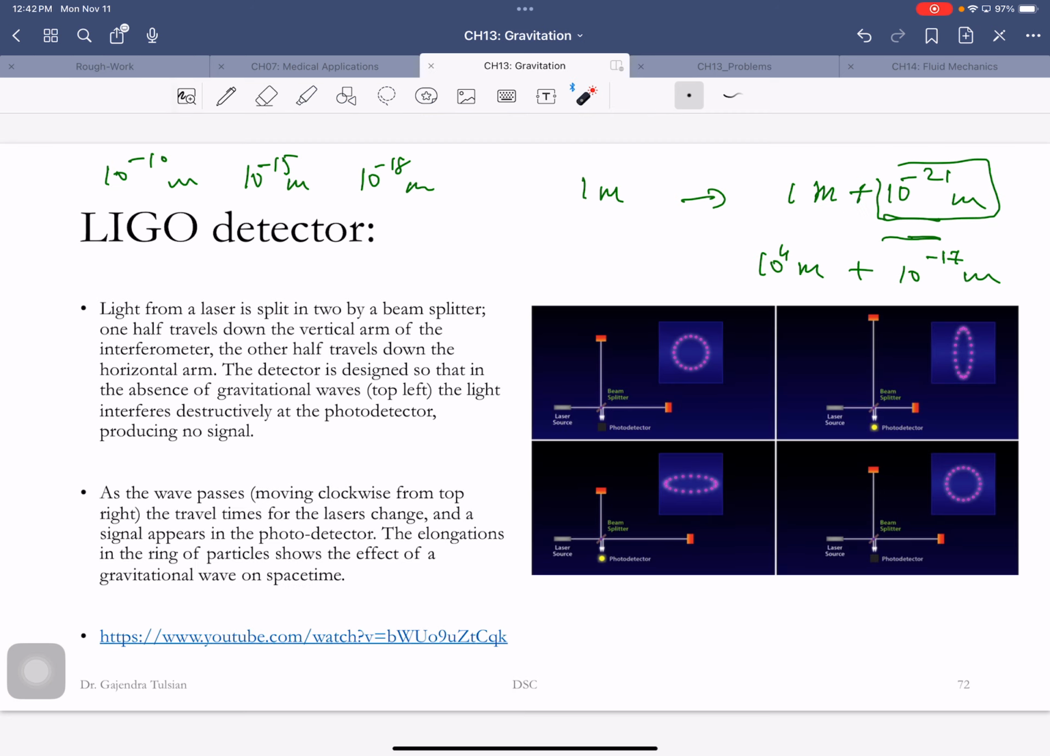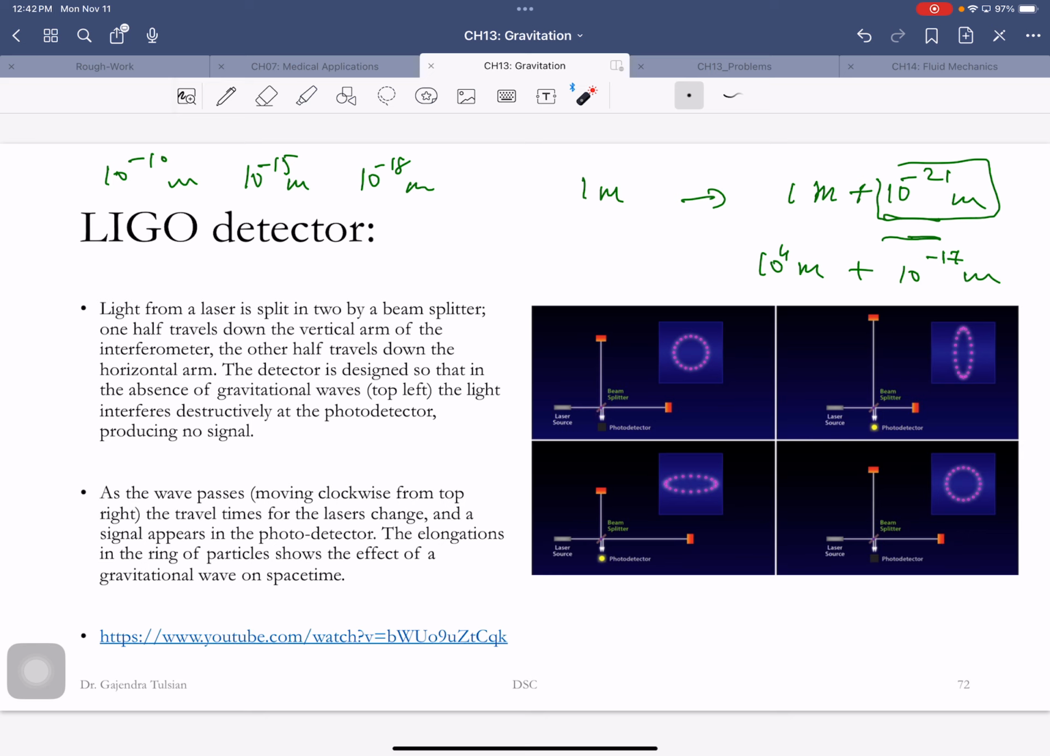All right, so again, you guys understand? We're still going to detect this distance, roughly the size of a proton. How are you going to do that is the question. So here is something called an interferometer. This is the instrument we use to detect this. Here is a laser beam. This is a beam splitter, and like the name suggests, it splits the beam into two parts.